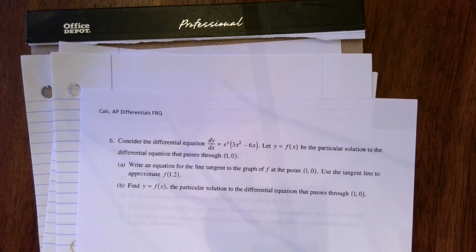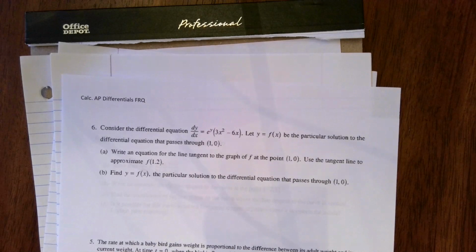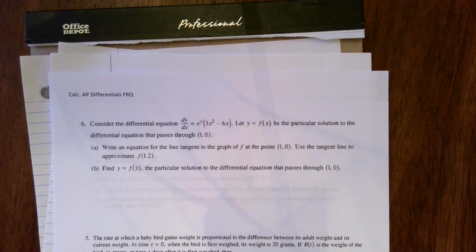All right, so we are going to do some differentials. Number 6 only has an a and a b to it. So consider the differential equation dy/dx. Let y equals f of x be a particular solution to the differential equation that passes through the point (1, 0). Part A, write an equation for the line tangent to the graph of f at the point (1, 0). Use the tangent line to approximate f of 1.2.